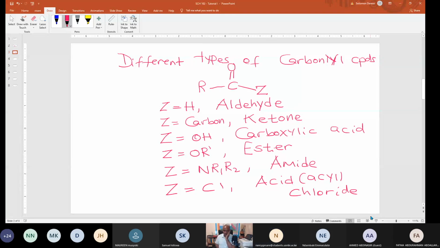So for you to determine what type of carbonyl it is, whether an aldehyde, ketone, carboxylic acid, ester, amide, or acid chloride, you have to look at the groups that are attached to the carbonyl. If on one side of the carbonyl you have a hydrogen, it's an aldehyde.